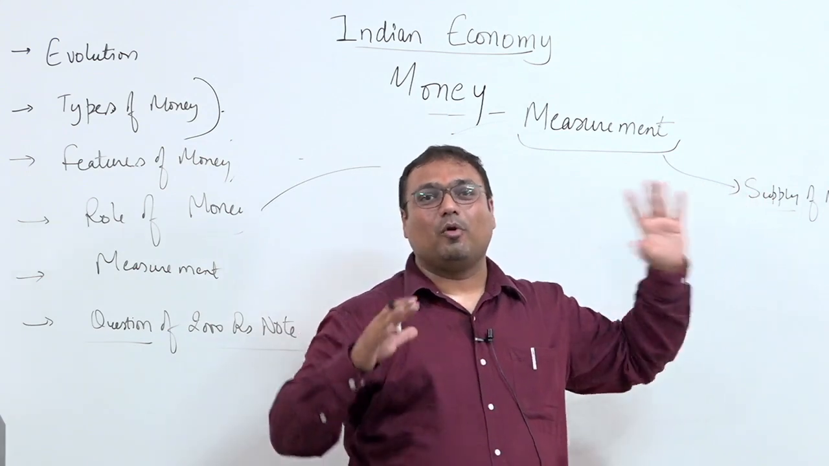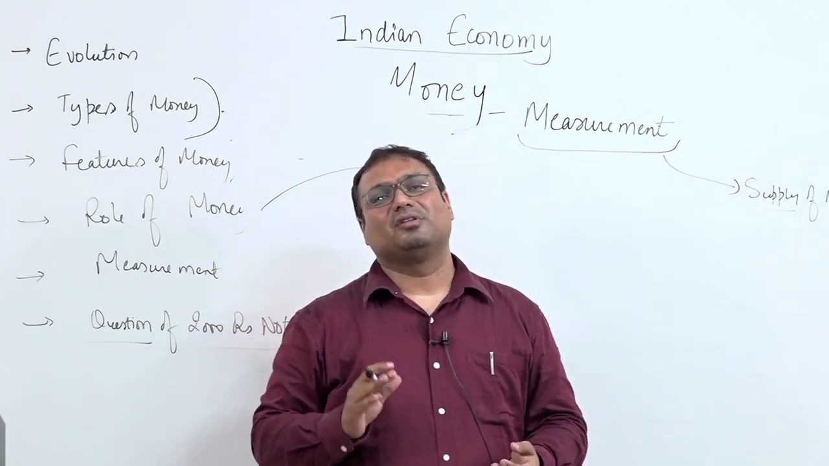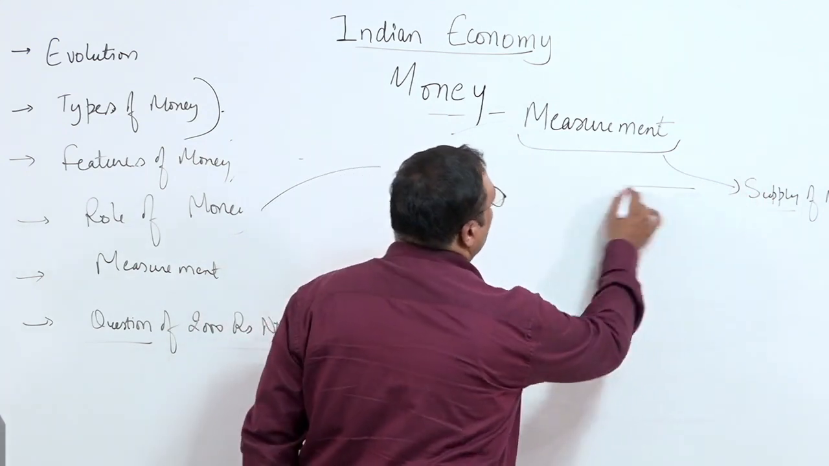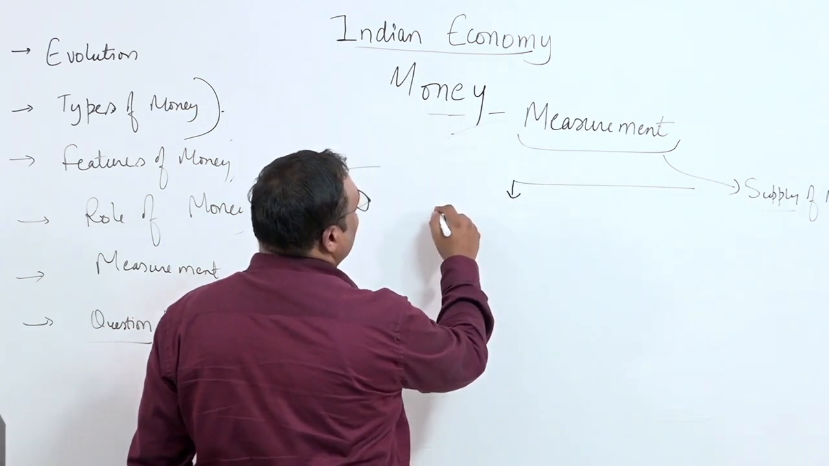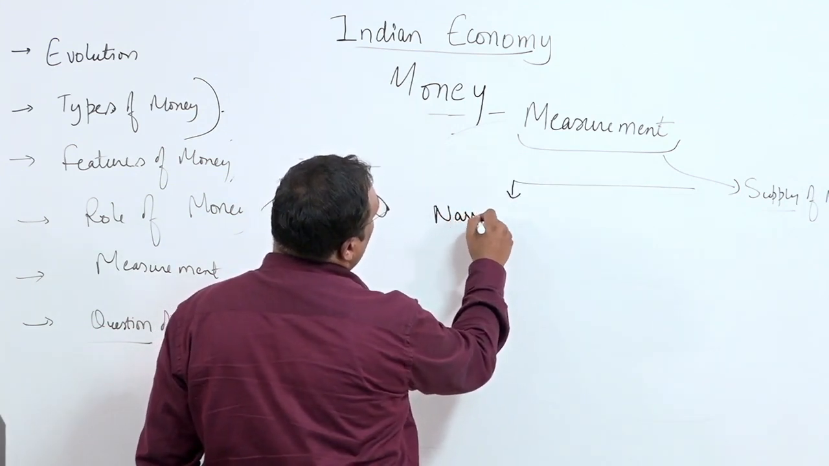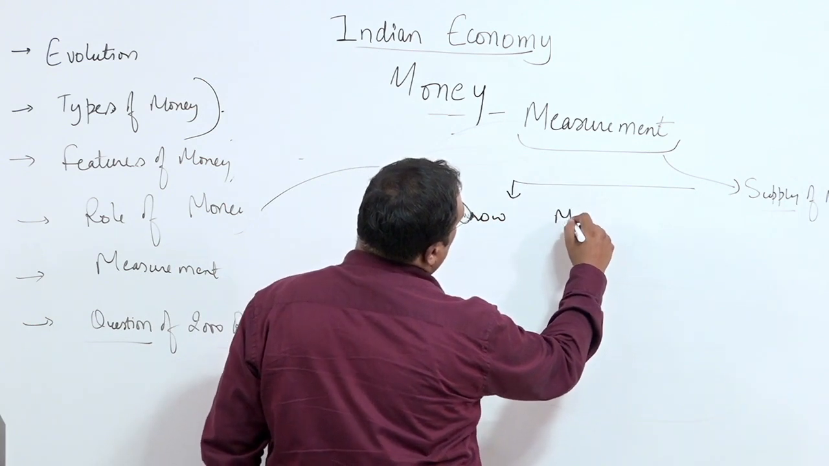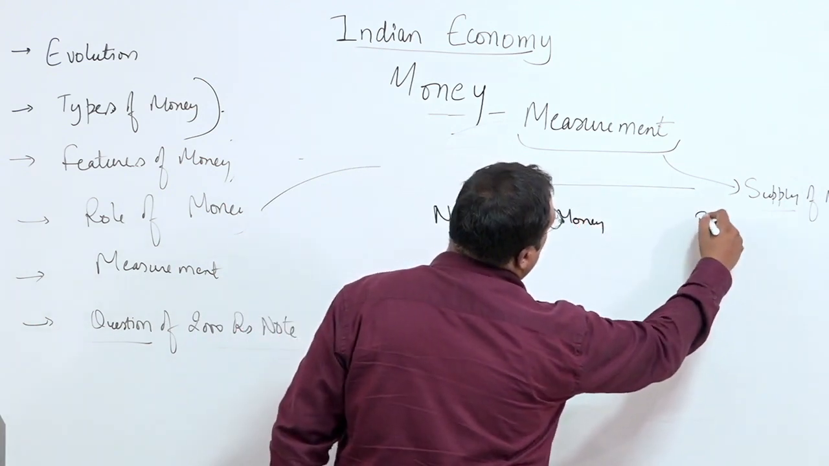Nonetheless, let us talk about the most important topic in this session, that is supply of money. So when we talk about supply of money, the general division is between narrow money and broad money.